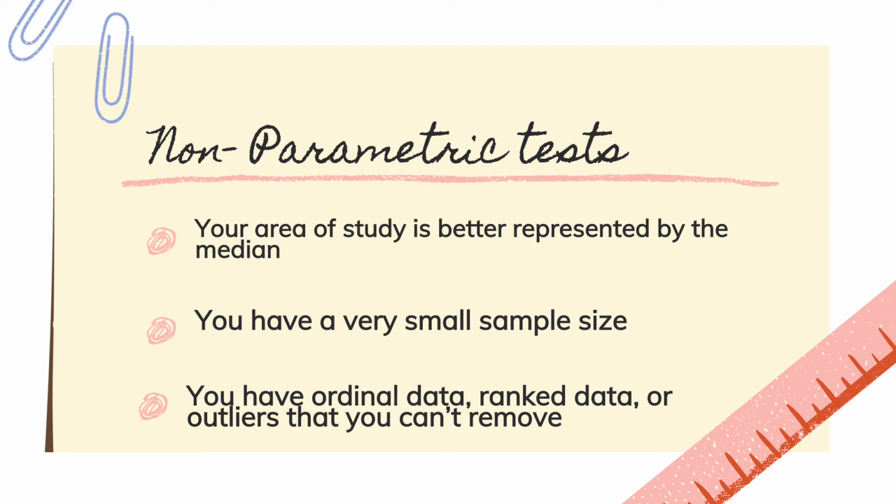First, your area of study is better represented by the median. For example, the center of a skewed distribution, like income, can be better measured by the median, where 50% are above the median and 50% are below. So if you add a few billionaires to a sample, the mathematical mean increases greatly even though the income for a typical person doesn't change.